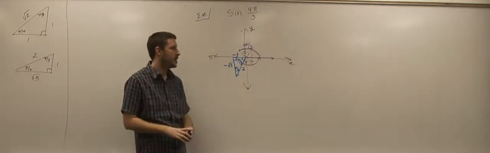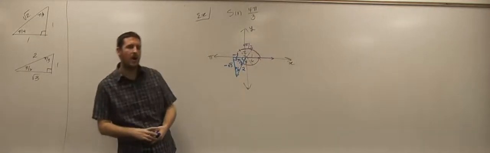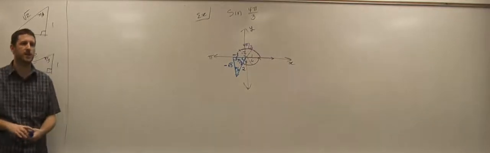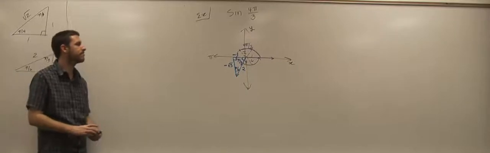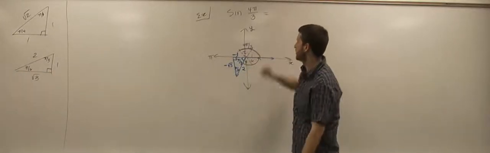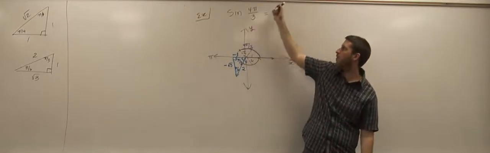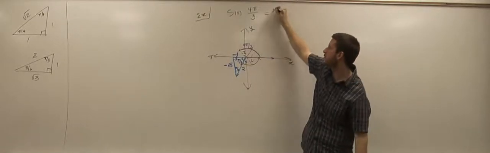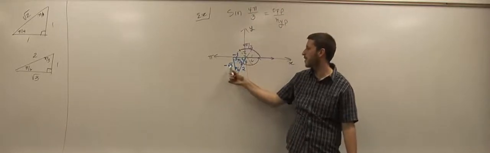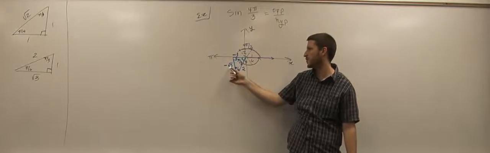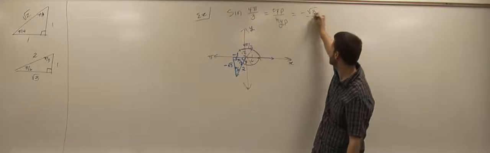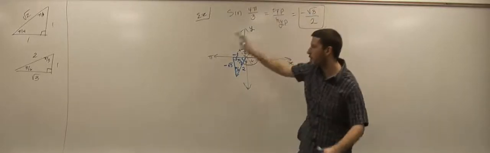Is r positive because it's a positive slope? No. R is always positive. So then what's sine of 4 pi over 3? Negative root 3 over 2. For sine, you would do y over r, or opposite over hypotenuse. Opposite your reference angle is negative root 3, over 2 for the hypotenuse. Don't forget that negative. That's the whole point of this.